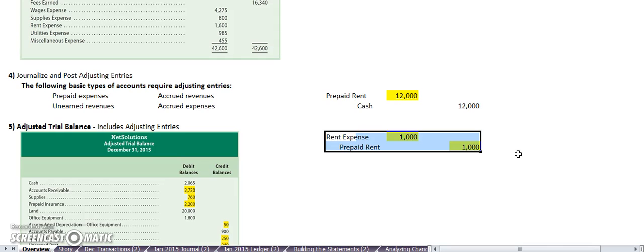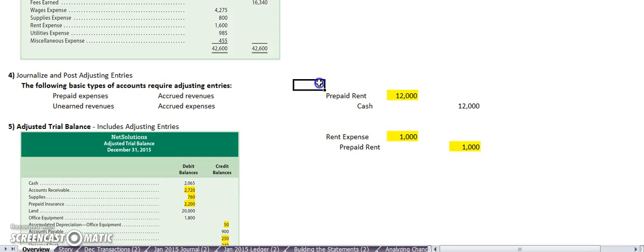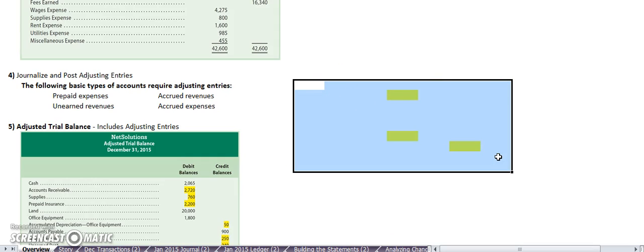Again, these days with the automated systems, you can automatically tell the system, I want you to put a recurring rent expense, offset it with prepaid rent every month for the next 12 months, or at least tell the system to remind you to do it. So that would be an adjusting entry, and that's an example of a prepaid expense. Another adjusting entry, let's say unearned revenues.